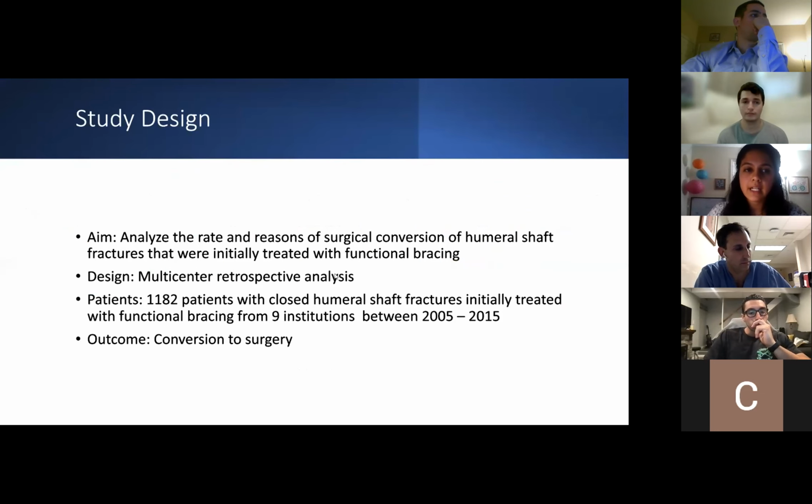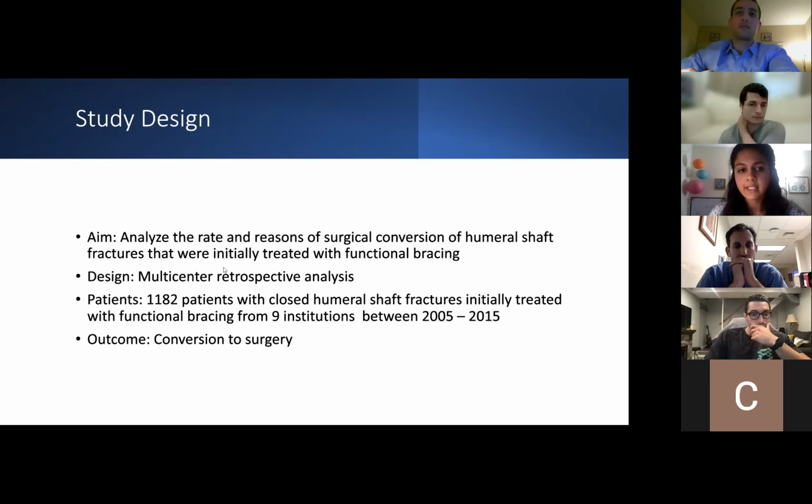So the study design was a multi-center retrospective analysis that included 1,182 patients from 9 different institutions from 2005 to 2015 that had closed humeral shaft fractures that were initially treated with functional bracing. The whole purpose of this study was to analyze the rates as well as the reasons for surgical conversion of the humeral shaft fractures that were initially treated with functional bracing. And the outcome that they looked at was whether or not they converted to surgery.